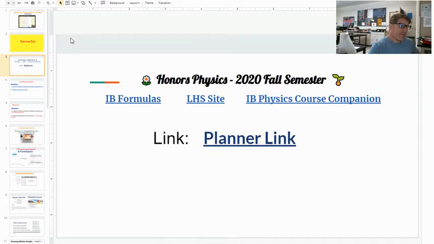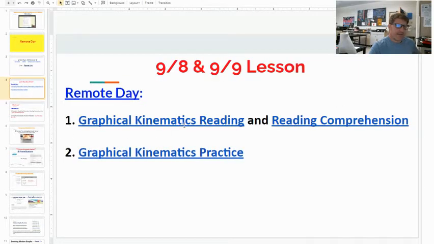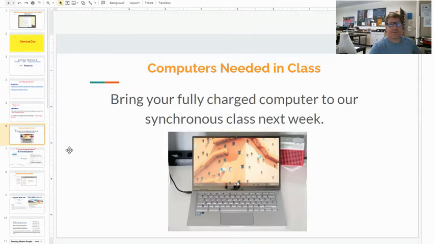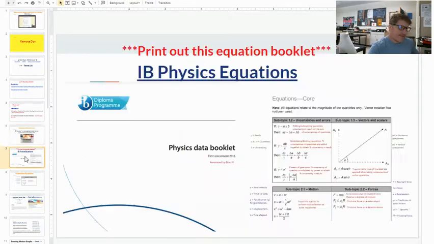Okay. Coming back over here. So again, these are the two assignments for today, and they again are due by 8 a.m. on Thursday. So you're going to complete the graphical kinematics reading comprehension. It's a form that you will fill out as you do the reading, and then the graphical kinematics practice problems, which are some graphs that you'll fill in. So coming over here, please don't forget to bring your computers tomorrow if you can do that, because we are going to be needing that.